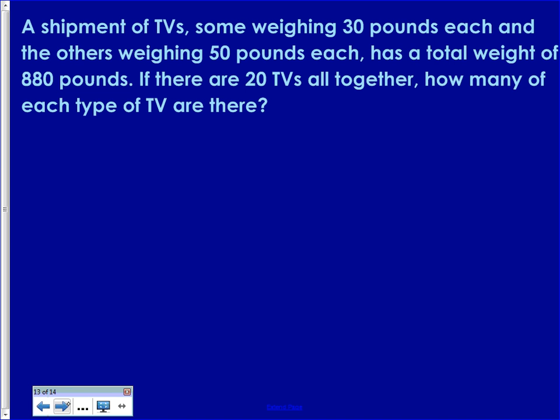Lastly, I want you to try setting up this word problem on your own. It's set up similarly to number 10. So use that and make sure you take your quiz once you're done.